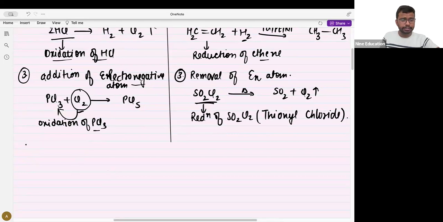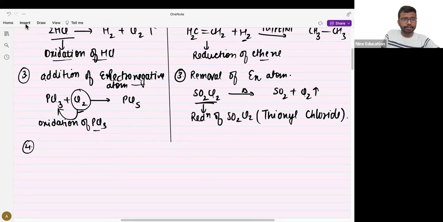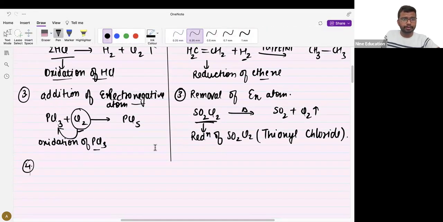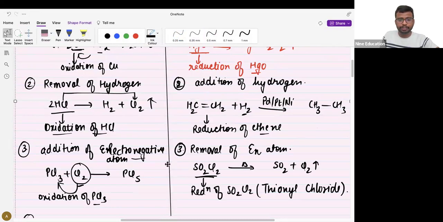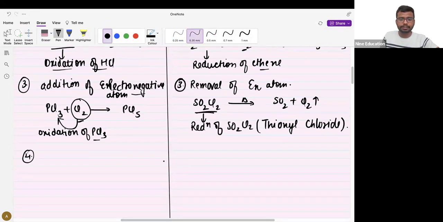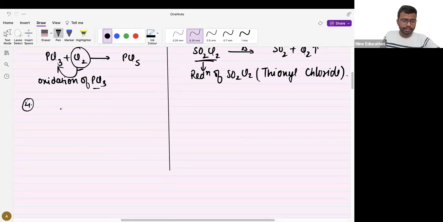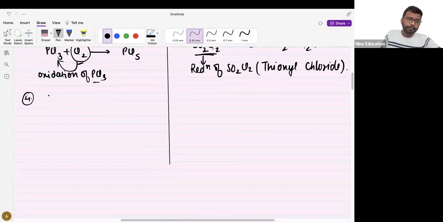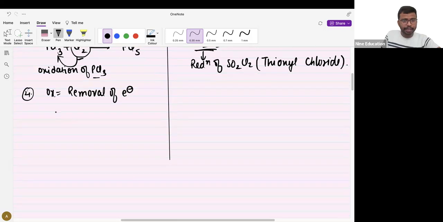These were the old methods, the old definitions of oxidation and reduction. Then the new method of oxidation and reduction came, in which oxidation was called removal of electrons. Let's say I have sodium. Sodium will give Na positive and 1 electron is lost. So this is loss of electron.